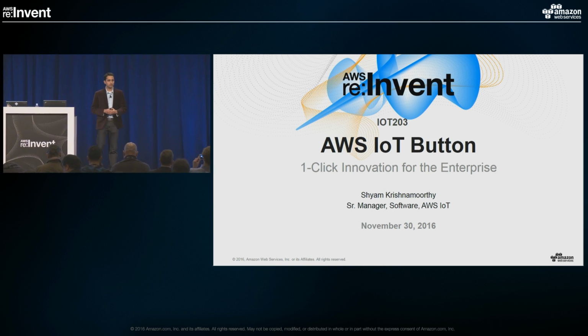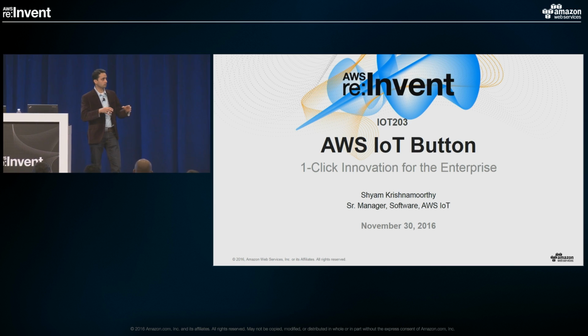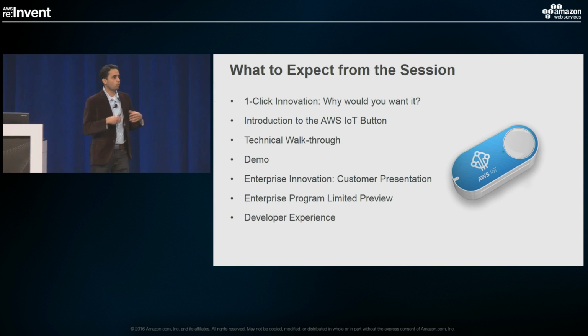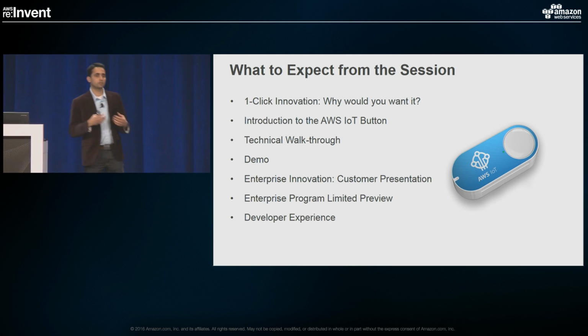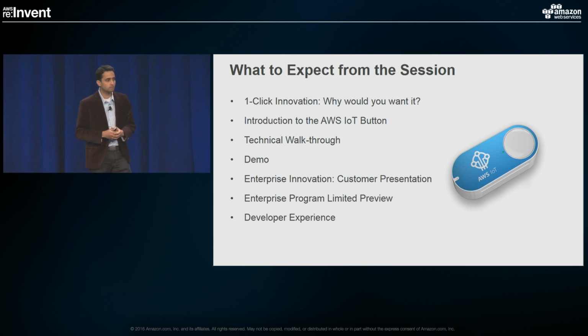So we're going to talk a little bit about the AWS IoT button. We'll start with why would you want it? Why would you consider this simple device and actually apply it to real business scenarios? And we'll go over a little bit about what the button is, how it works. And we'll lead into a demo and a customer example as well.